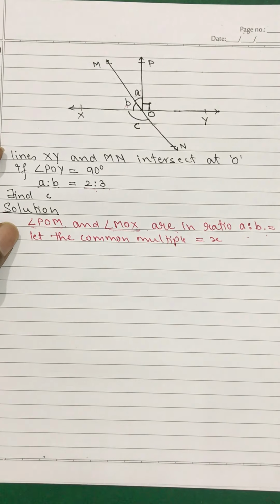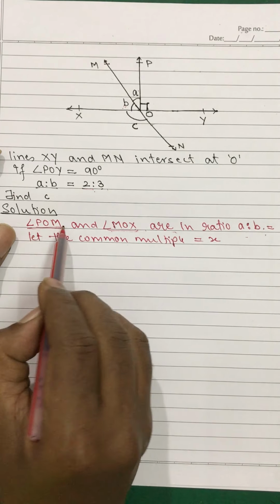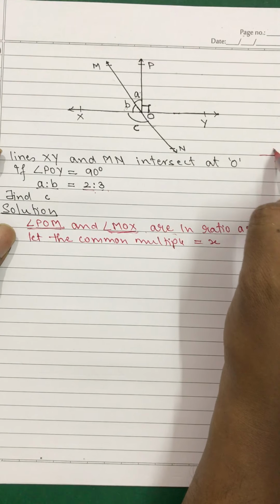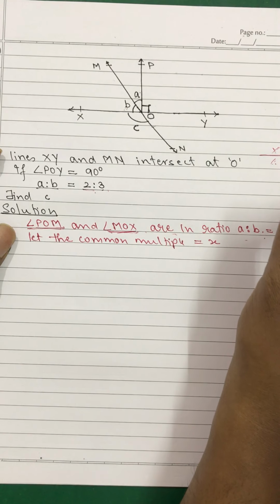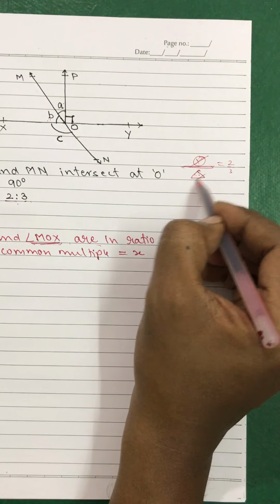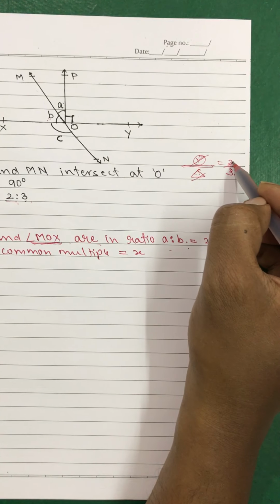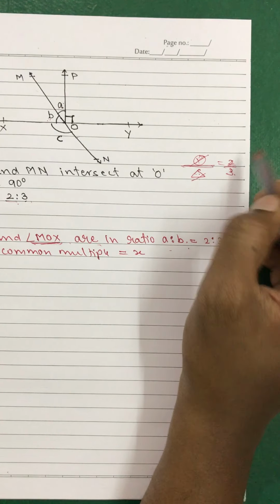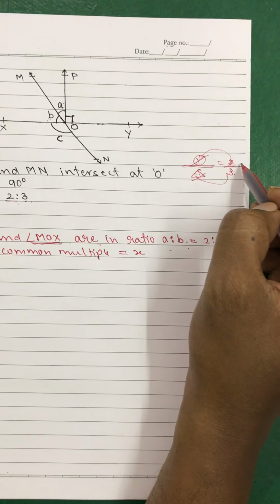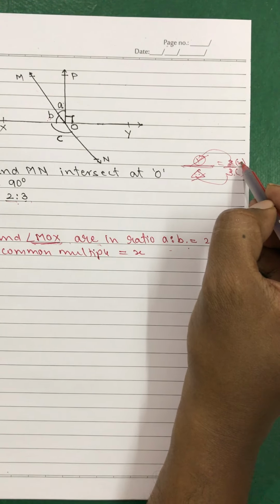Let the common multiple be equal to x. Means what? Basically, whatever is the measurement of angle POM and whatever is the measurement of angle MOX, when I go on reducing them, they will reduce to 2:3. That means there is some number, when I multiply both the numbers by that same number, I will get the original measurements. I don't know what this number is. At present let the number be x, the common multiple.